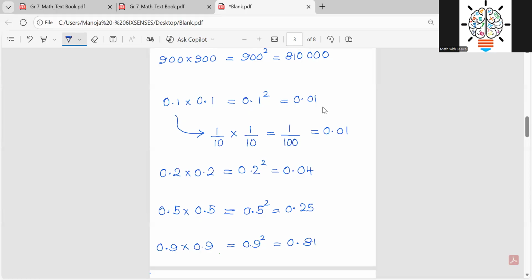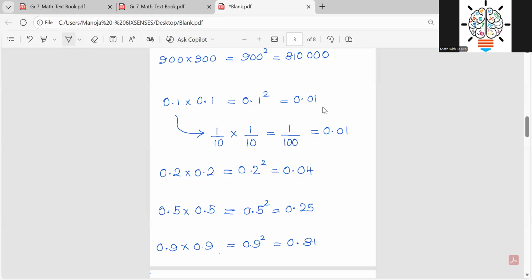Otherwise, you don't want to multiply the decimals. You know that if it is a one decimal place number and you multiply it by itself, definitely there should be two decimal places, and 2 times 2 is 4, and I keep it as 0.04.